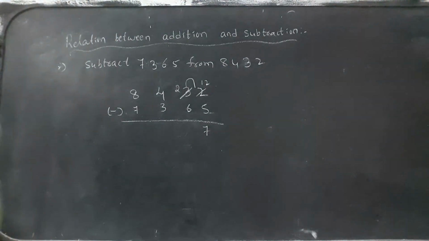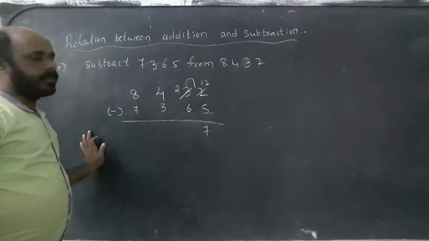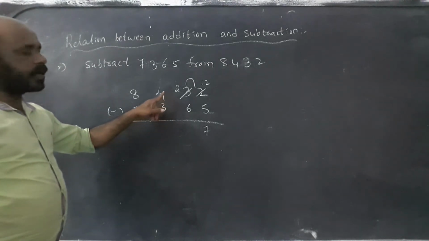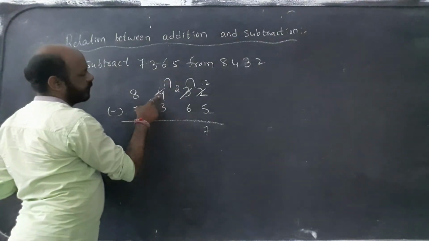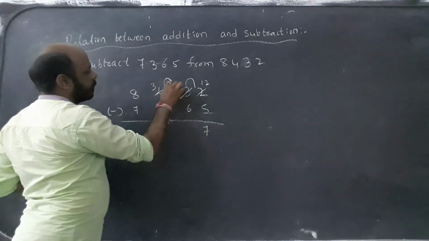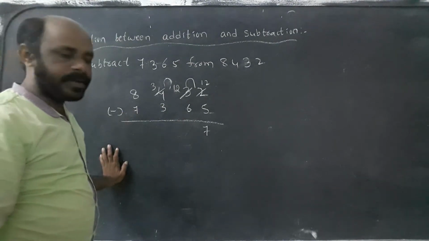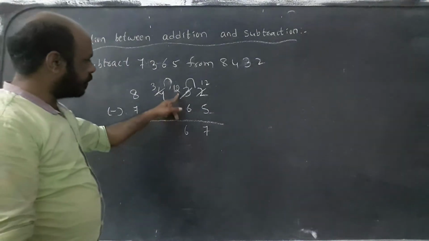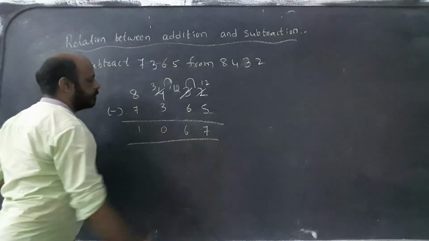Okay. Then next, from 2 we count 6. We have to take a borrow from the number before. This before number 4 becomes 3, and 2 becomes 12. Now 12 minus 6 is 6. 3 minus 3 is 0. And 8 minus 7 is 1.